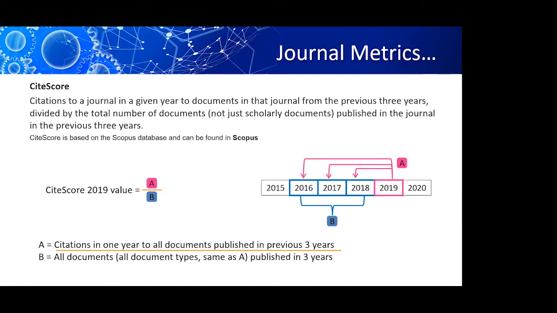Now I'm moving to the next important journal metric, well known, and nowadays highly used by many researchers and journal databases, that is CiteScore. Here the CiteScore is citations to a journal in a given year to the documents in that journal from the previous 3 years, divided by the total number of documents, not just the scholarly documents, all the publications published in the journal in the previous 3 years. Here I would like to mention, in the journal impact factor, 2 years of publications are considered with citations in the 3rd year. But here 3 years of publications are considered with citations in the 4th year for the evaluation.